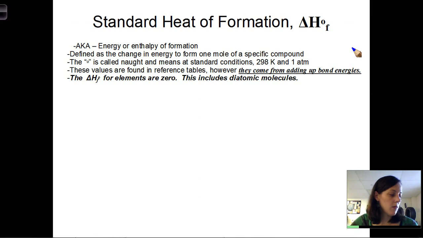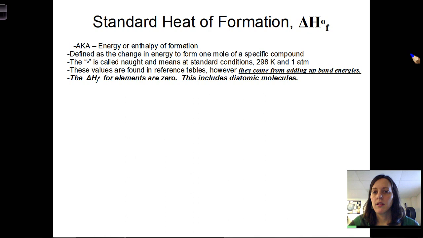Alright, in this video we're going to talk about the standard heat of formation as well as how to calculate the standard heat or energy of a reaction. Heat of formation can also be called the energy of formation or the enthalpy of formation. It all equates to delta H. And it's defined as how much energy, the change in energy to form a mole of a specific compound from its elements. And we'll come back to that in a second.